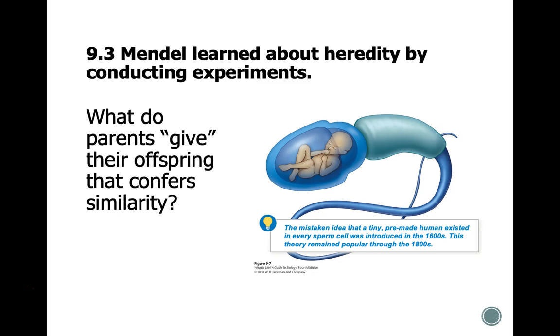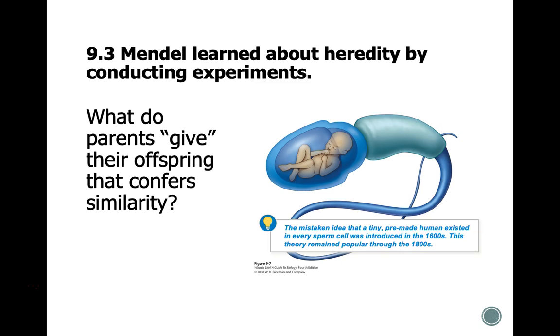So one of the most important people in the history of genetics is Gregor Mendel. Gregor Mendel was a monk in the Czech Republic living in the mid 1800s. And he studied very extensively heredity in pea plants. He did this because he wanted to ask the question, what do parents give their offspring that confers similarity? So why do offspring so closely resemble their parents?